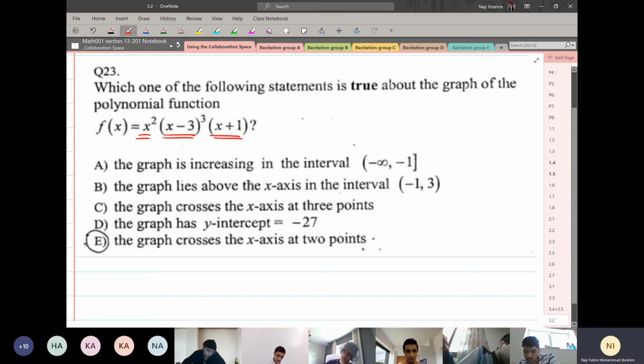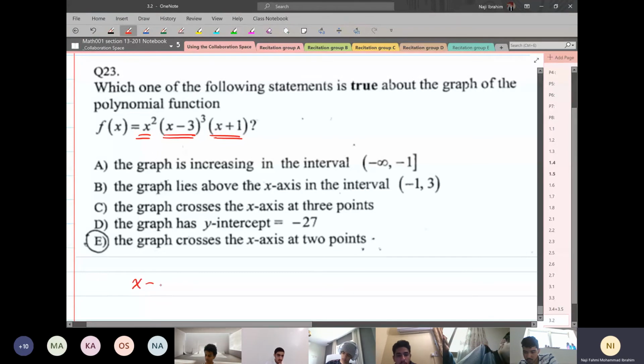Ahmed Al-Harbi, what's our first zero? Yes, it's 0. What's the behavior around that zero? It's touch. Thank you. Hassan Al-Hurabi, what's the second zero, or the next zero? 3. What's the behavior? Cross with tangent. Thank you very much.